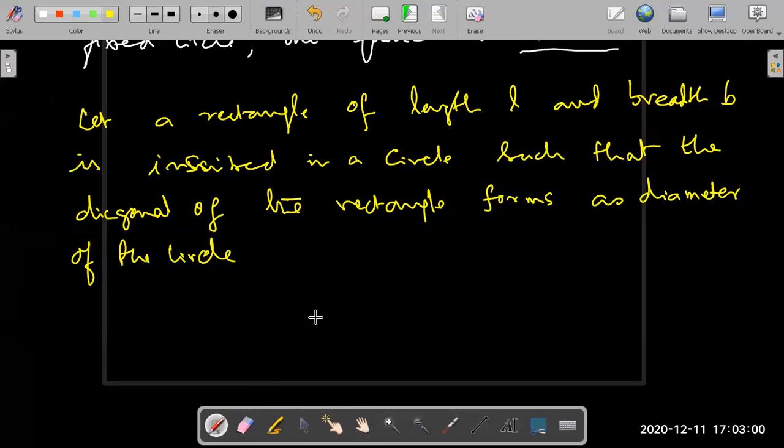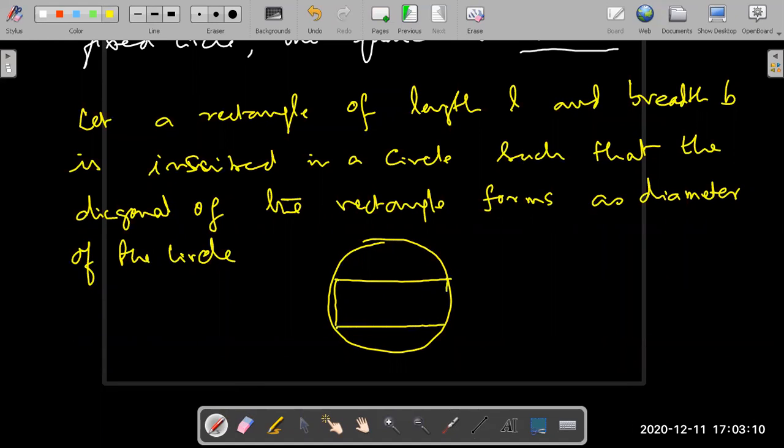So that's the only thing we are now assuming. So we have this, and we have a rectangle, and this is the diagonal. Since it's a diagonal and diameter, the center will be here. So I'll mark this as A, B, and this is length, this is C, this is breadth, this is length and all that.